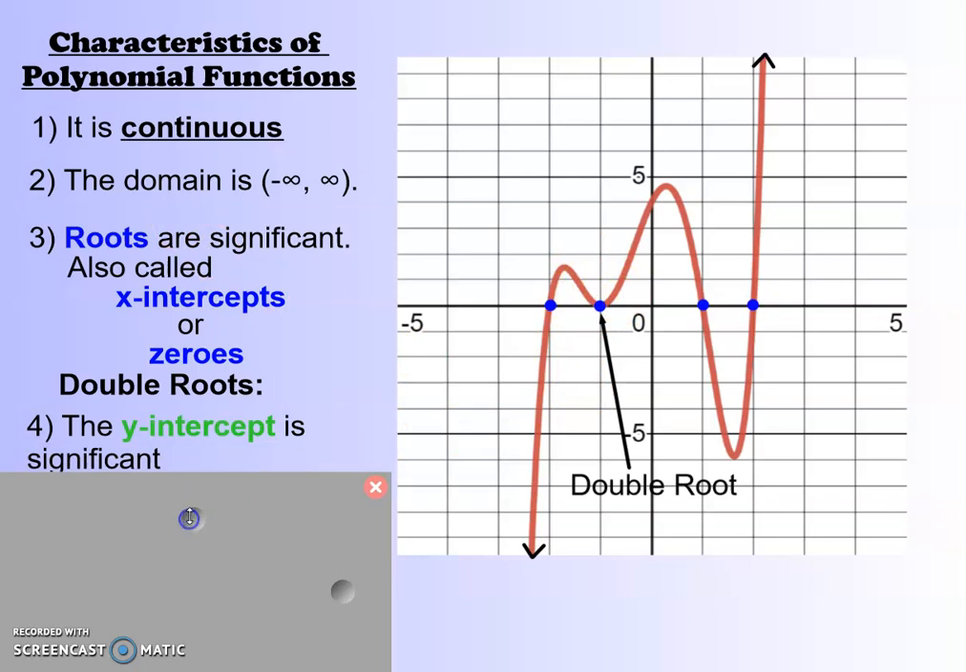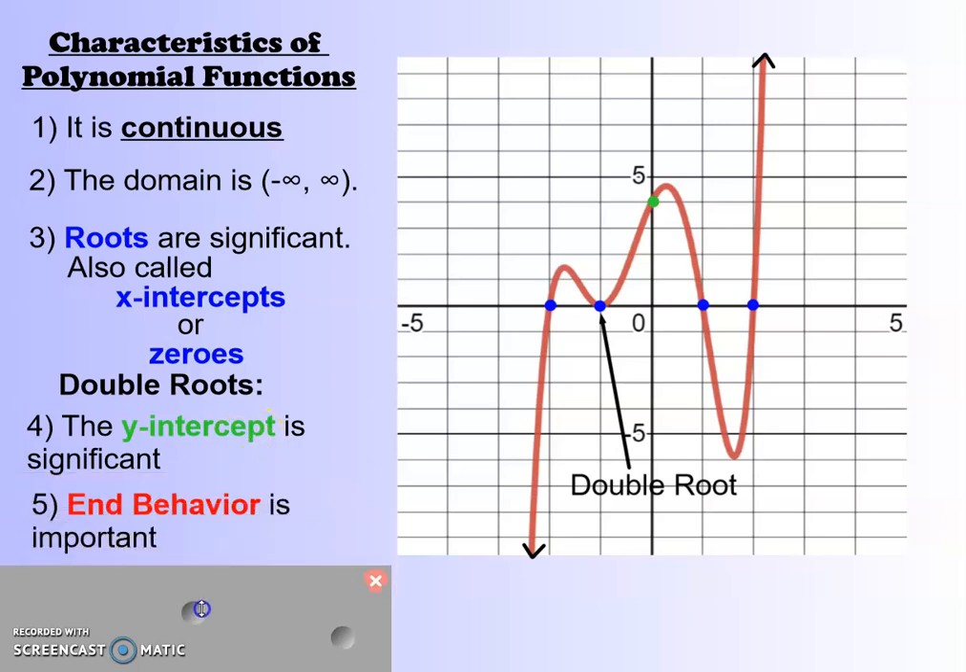The y-intercept is very significant. You can see this graph has a y-intercept right here at the point (0, 4). Notice it's singular, not plural. We cannot have multiple y-intercepts because if we did, well, it wouldn't be a function.